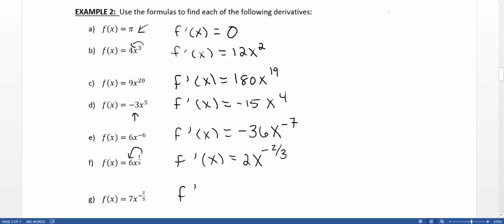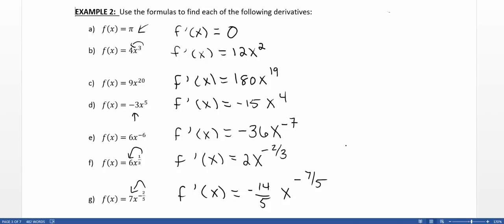And then finally, for part G here, this negative 2/5 is going to come down and multiply the 7. So I get negative 14/5 x to the negative 7/5. So again, we're using our rules to find derivatives, but let's remember what this is telling us.